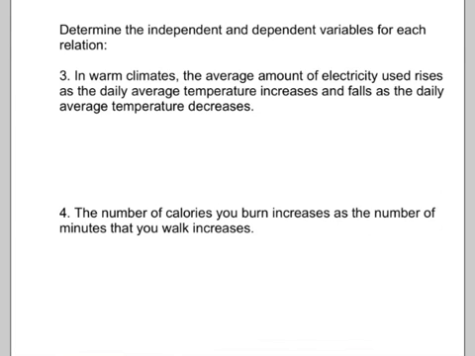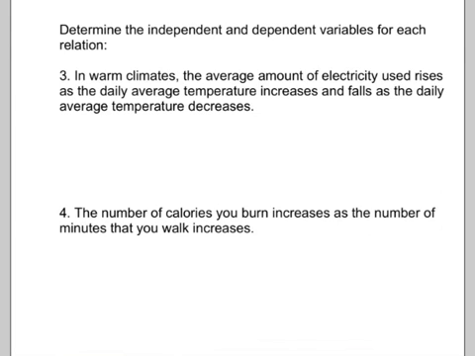So look at number 3 here. In warm climates, the average amount of electricity used rises as the daily average temperature increases and falls. Let me back up and read that again. In warm climates, the average amount of electricity used rises as the daily average temperature increases. So it's saying what? As it gets hotter, we use more electricity. And falls as the daily temperature decreases. So our electricity use goes down when the temperature goes down.